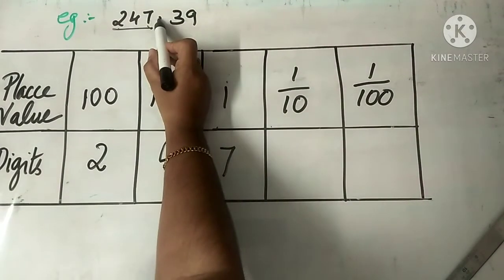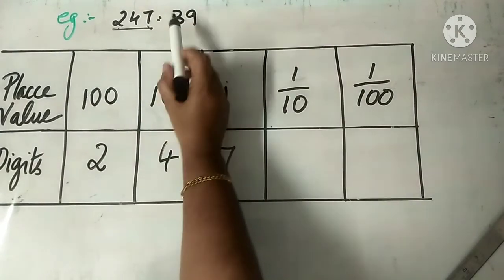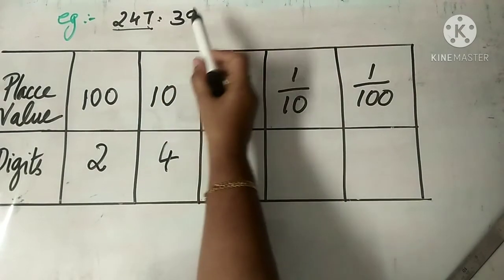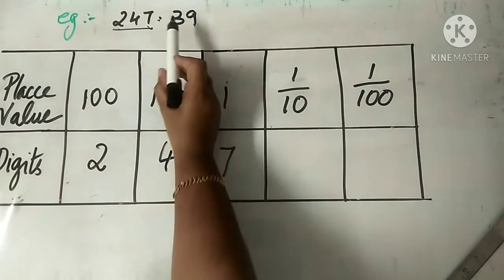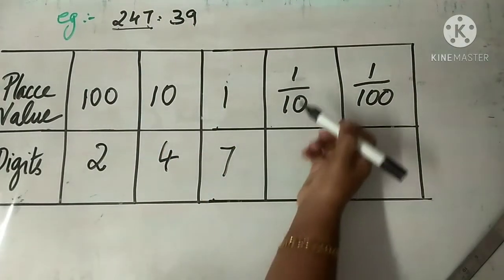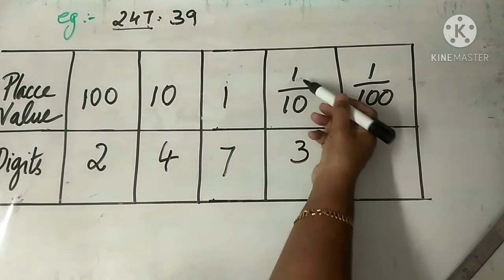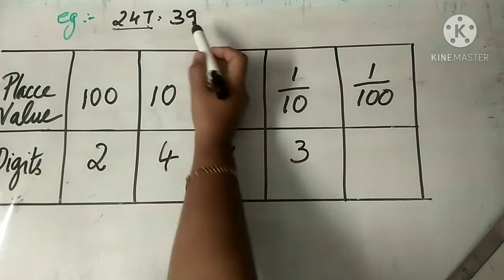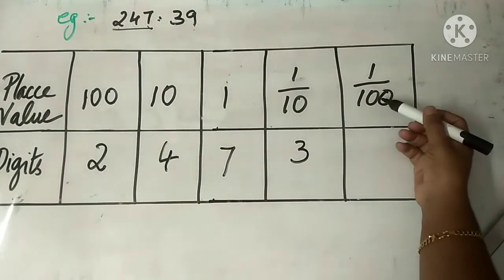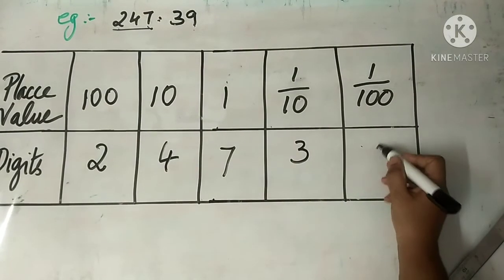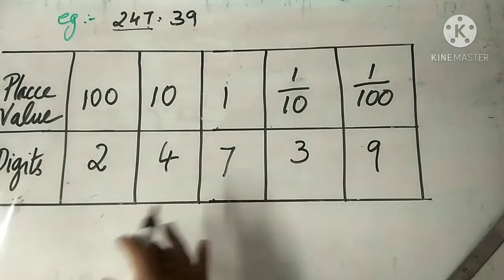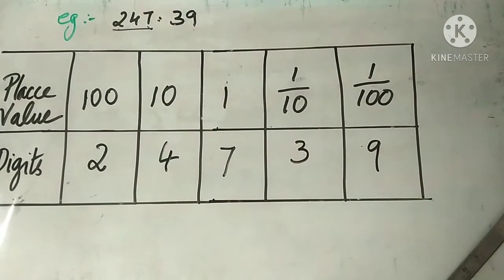Then after the point, the decimal place comes like 10th, 100th, thousandth likewise. So 3 is in 10th place. So 10th means 1 by 10. So 3 is under 1 by 10. 9 is in the 100th place, so it comes here. So this is how we represent the decimal number in the place value chart.